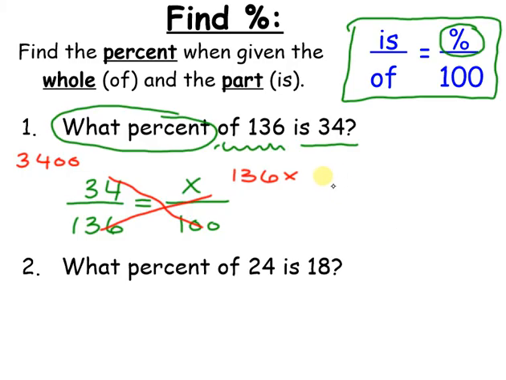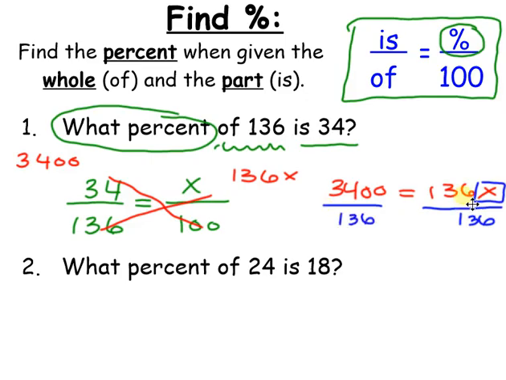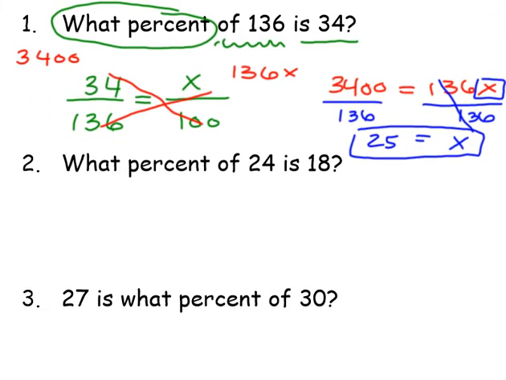Set them equal to each other. So we have 3,400 equals 136x. All right, box your variable. Divide by 136 because that's what's attached to it. Cross these out, and your x is going to equal 3,400 divided by 136, which is 25. So again, think about it in terms of a test. 136 questions on the test, you get 34 right, your average is a 25%.